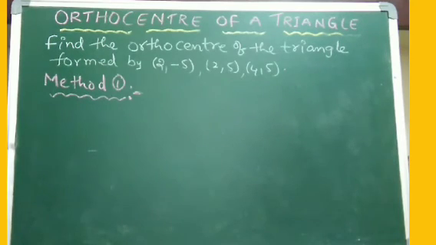So coming to the next problem, find the orthocenter of the triangle formed by the vertices (2, -5), (2, 5), (4, 5).